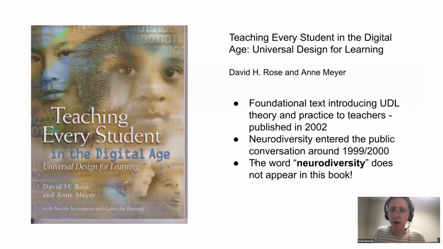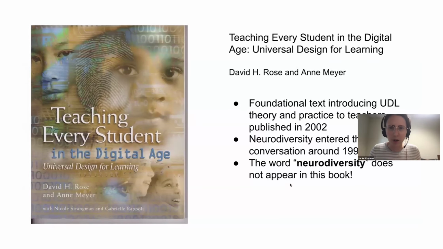Neurodiversity, the word, entered the public conversation around 1999 or 2000, depending on which specific instance you're talking about. I've read this book cover to cover. Neurodiversity does not appear in this book at all. That's not definitive proof of anything, but I do think it's worth mentioning that these two concepts came about around the same time. And it does not seem to me that the original researchers and authors who introduced UDL were necessarily in conversation with the groups that were developing the neurodiversity language. That's just one little starting point.